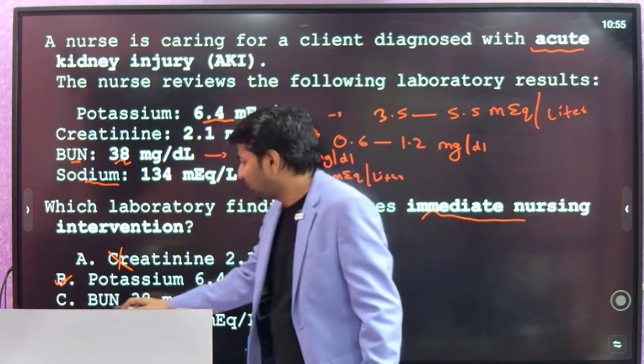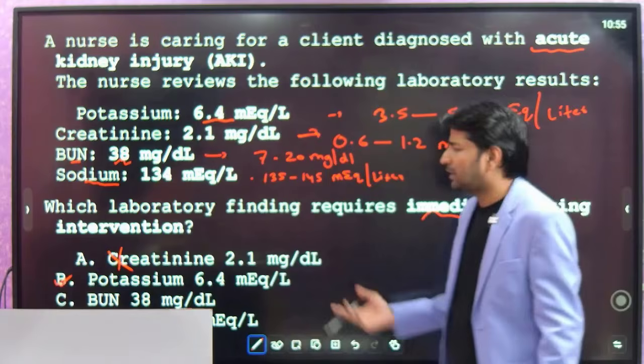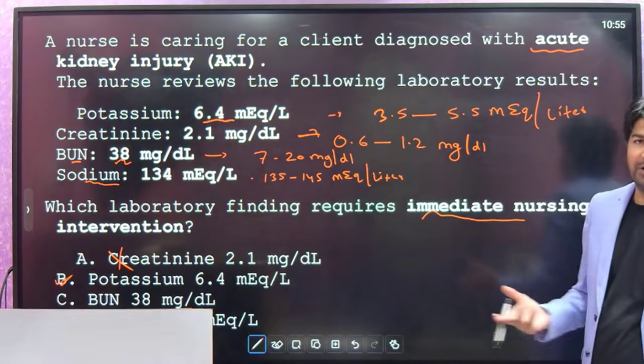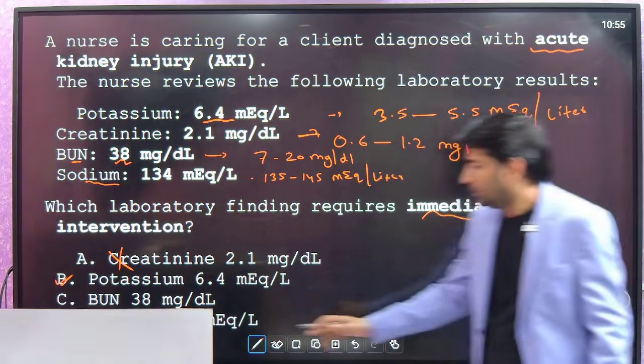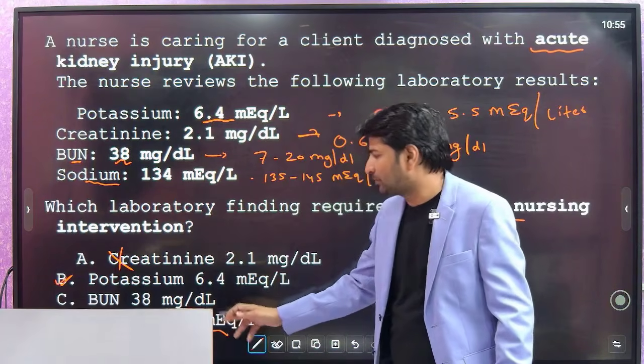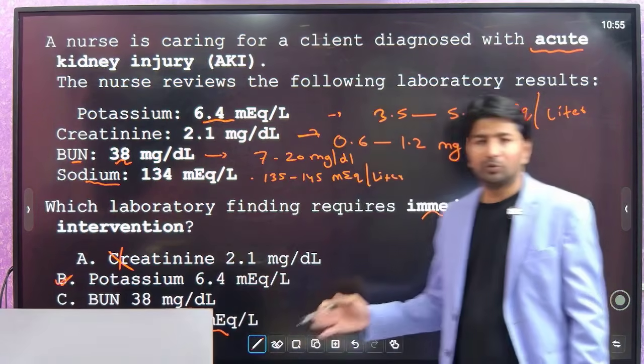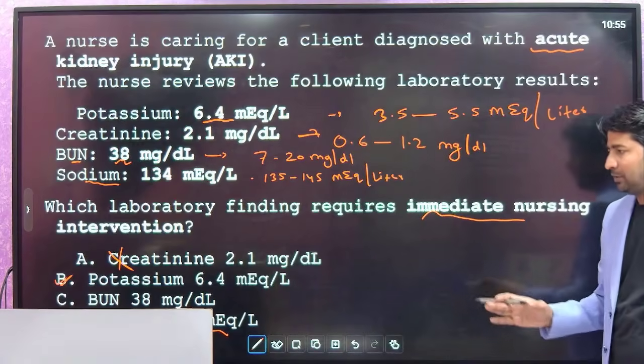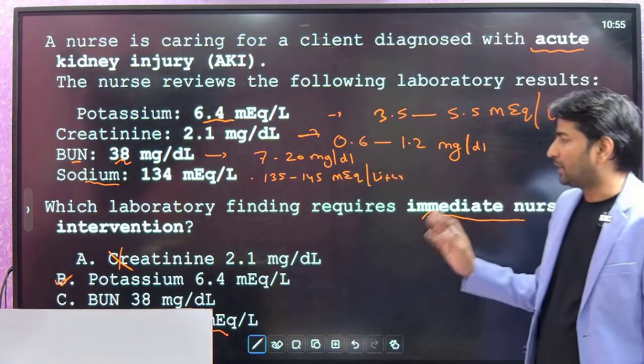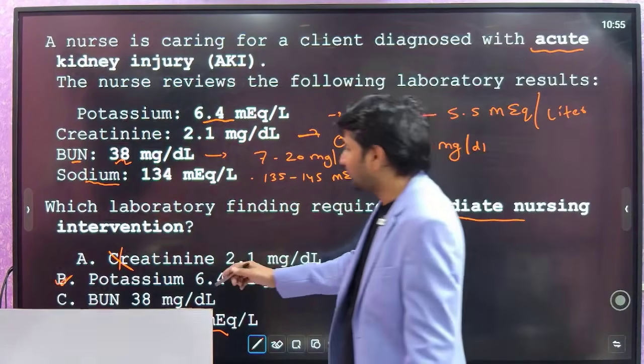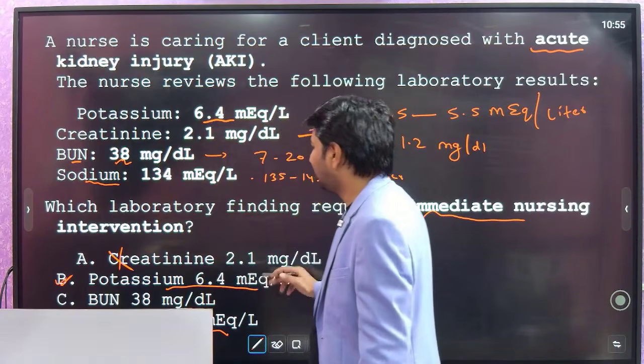Option C, BUN 38, this means blood urea nitrogen is indeed elevated, but we don't need any immediate intervention for this. Sodium, 134 milliequivalents, is option D, so this is also a bit lower than the normal range, but we don't need immediate intervention. So the correct answer here will be option B, which states that potassium is 6.4 milliequivalents per liter.